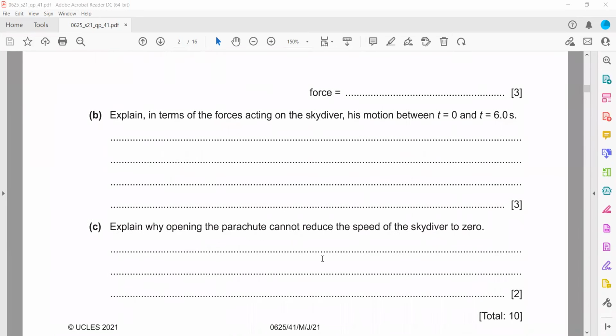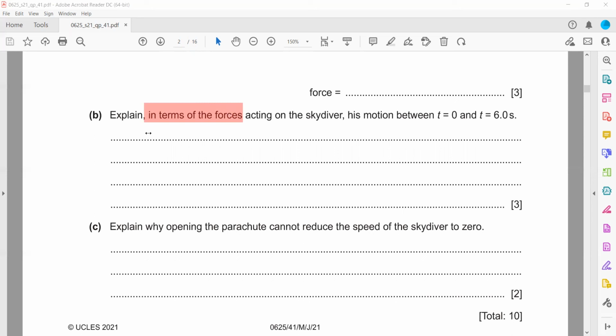So explain in terms of forces acting. First we mention the air resistance is more than the weight, so the speed decreases, or he decelerates, and then as the speed decreases, the air resistance will also decrease, and eventually it balances with the weight. So he will move with a constant speed. The question says explain in terms of forces. Some of the students answered this question, but they did not even use the term force. That's why you will not score a mark. You have to use the term forces or how the forces are acting.